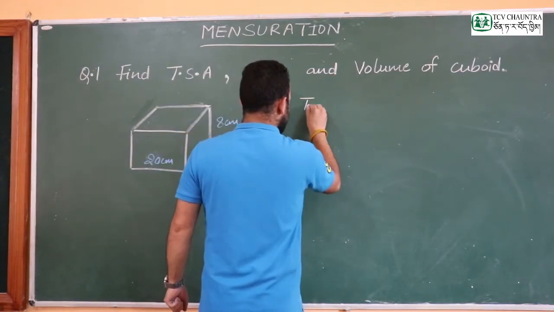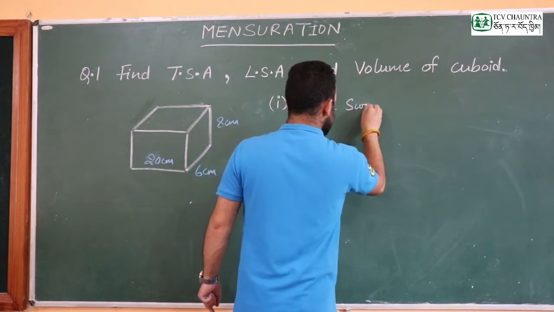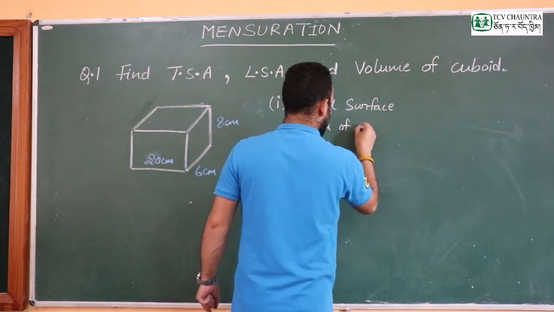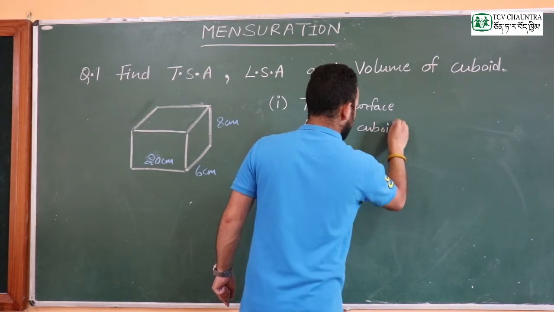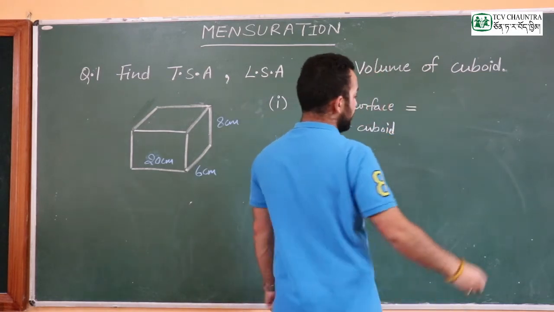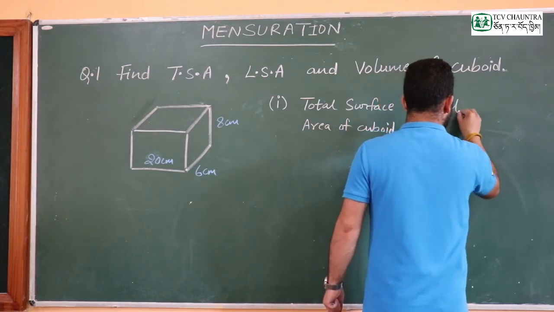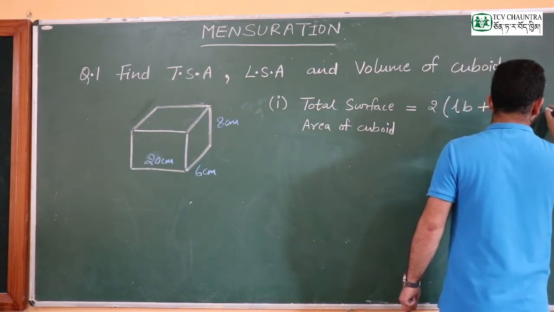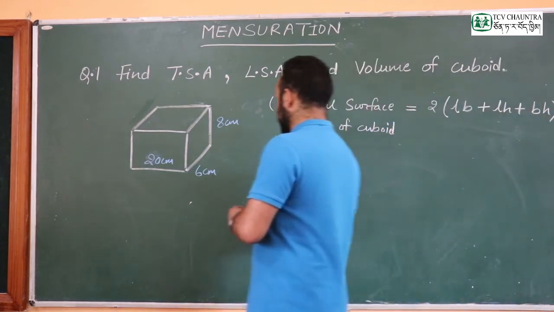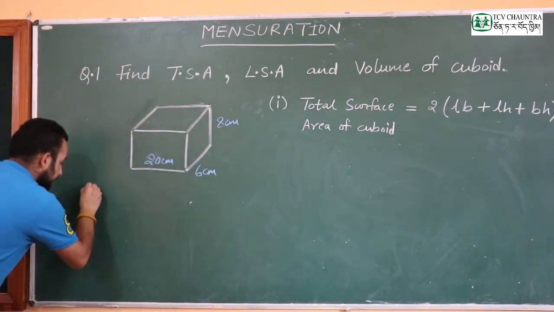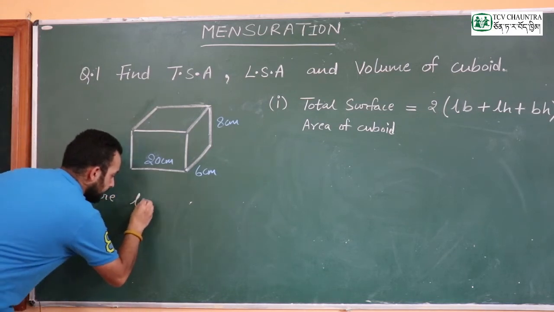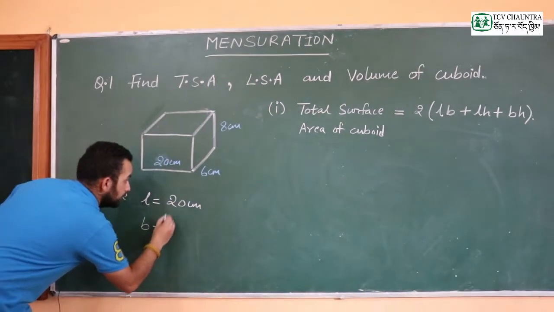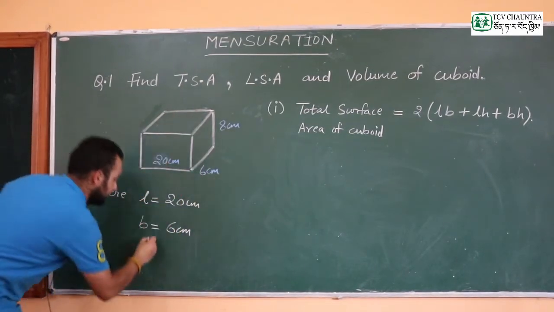First, the question says that you are going to find out the total surface area of cuboid. Okay class, what is the formula of total surface area of cuboid? That is 2 times of length breadth plus length height plus breadth into height. Is it clear? Okay, now according to this diagram, your length is 20 centimeter, your breadth is 6 centimeter and your height is 8 centimeter.